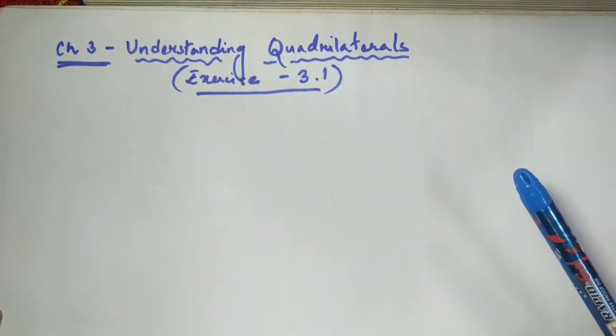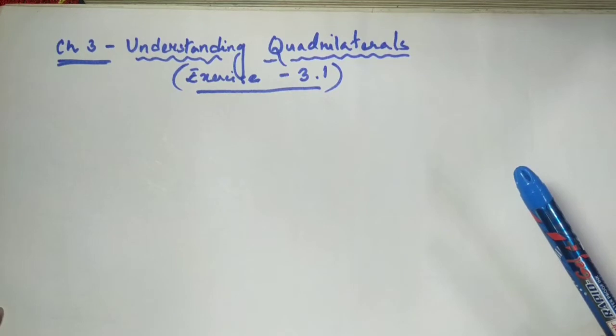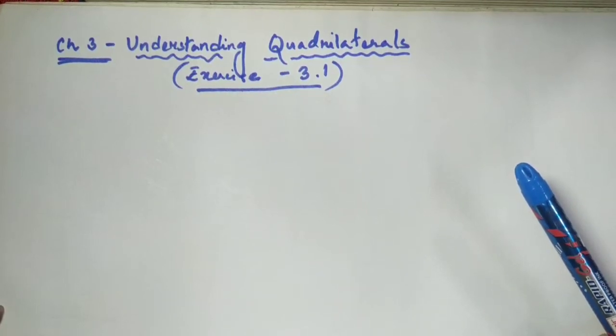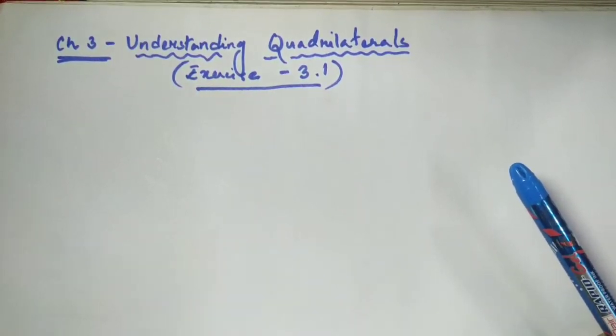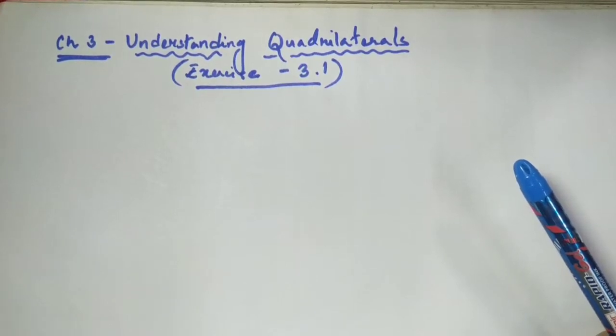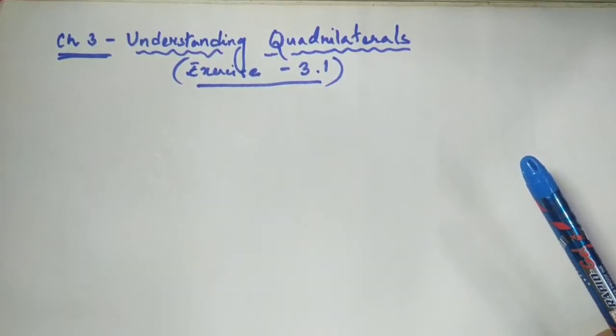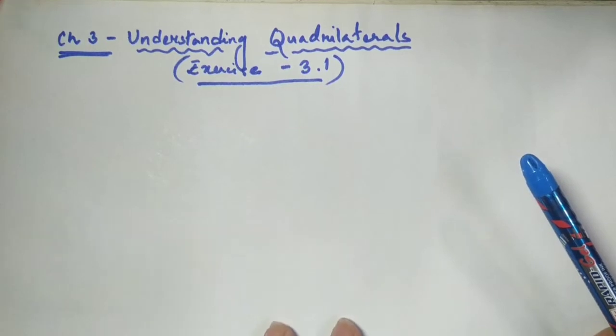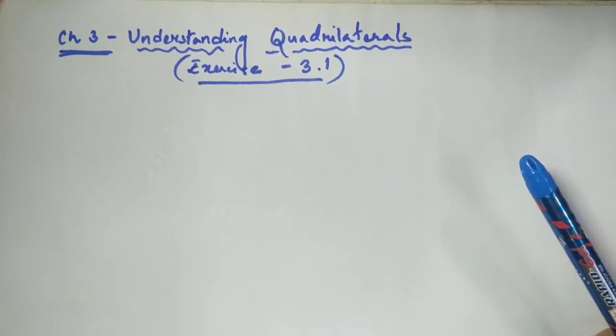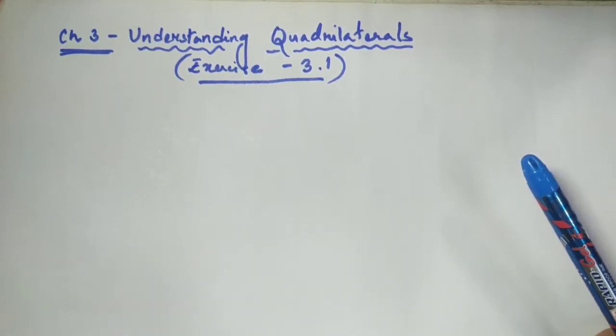Hello students, today we will start with exercise 3.1 of our chapter 3, that is understanding quadrilaterals. In the previous materials that I have forwarded you have understood about different types of polygons based on the sides or based on the equality of sides and angles, and you have also learned about the properties of different types of quadrilaterals. So here we will begin with exercise 3.1.